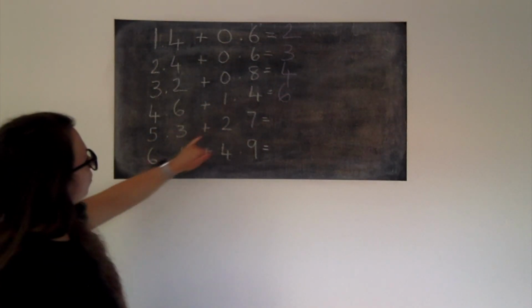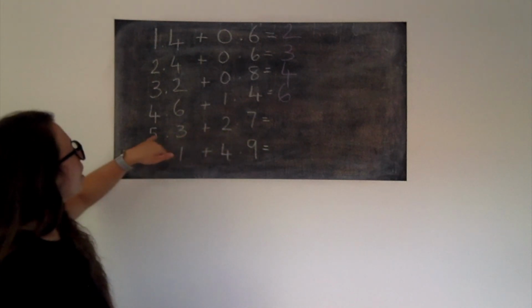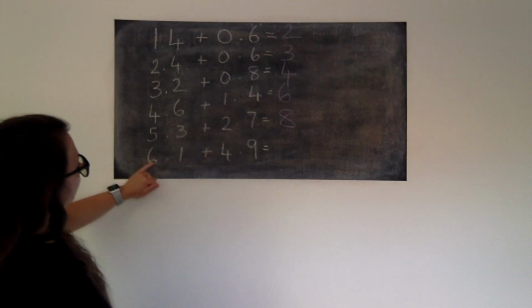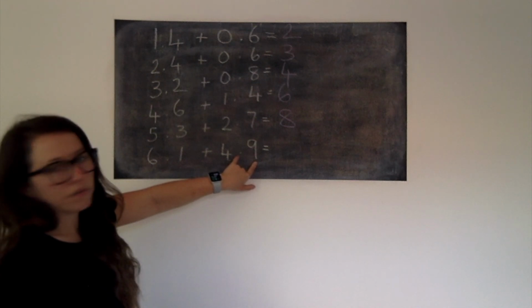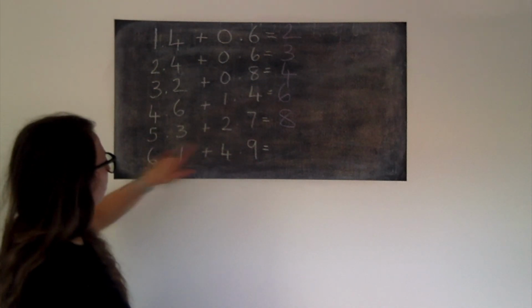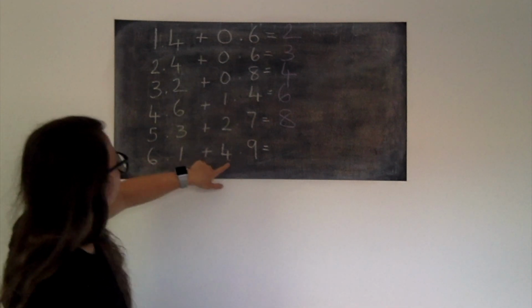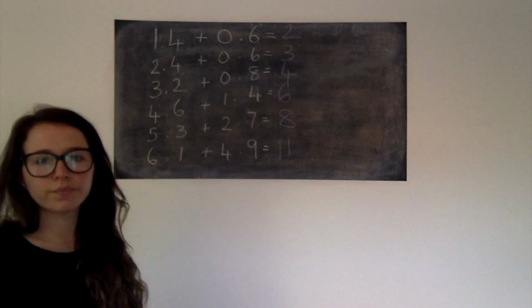The next one, 5.3 plus 2.7, 7 tenths and 3 tenths is a whole, plus our 2 wholes and our 5 gives us 8. And then this one's a bit more tricky, so we've got 1 whole, 1 tenth and 9 tenths giving a whole, but then we've also got 6 and 4. So there's 1 whole plus 10, so this one is actually 11. So hopefully you got those.